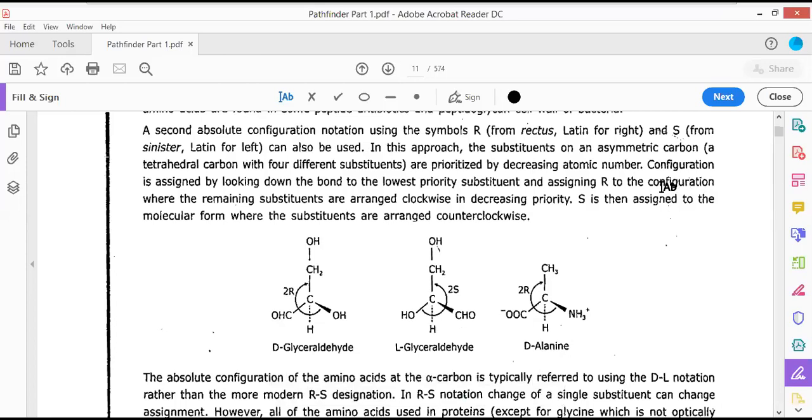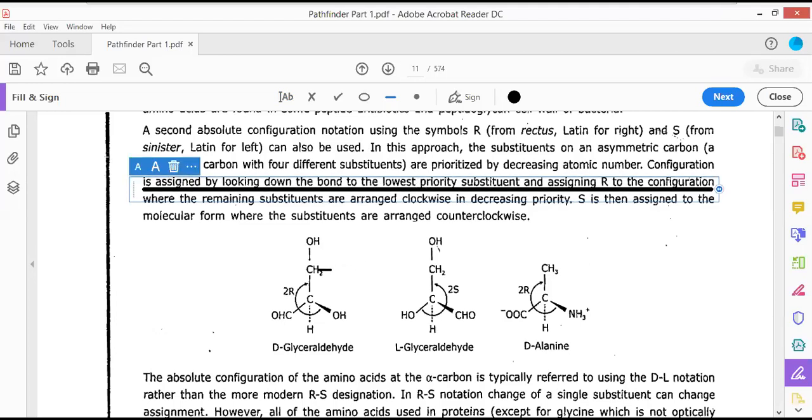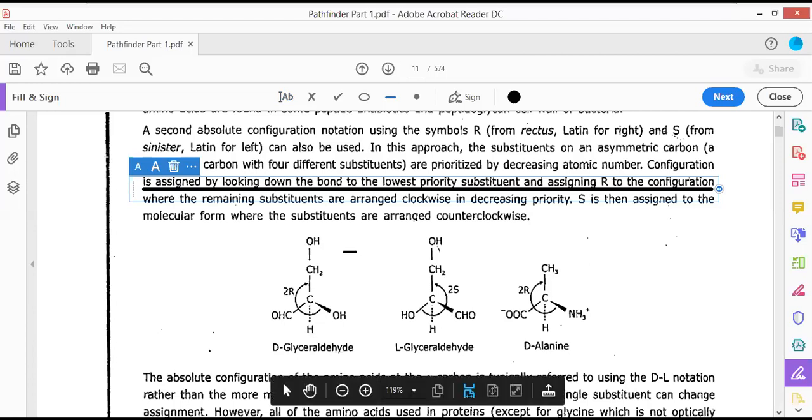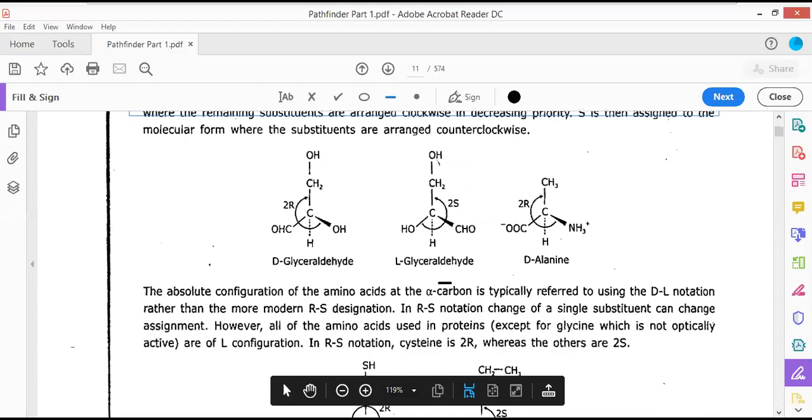See, this is configuration, not conformation. This is just the rotation of the plane polarized light. Configuration is assigned by looking down the bond to the lowest priority, that is the lowest molecular weight. As you move from the highest molecular weight to the lowest, if you are moving in the clockwise direction, you give the term R, and if you are moving in the anti-clockwise direction, you give the term S.